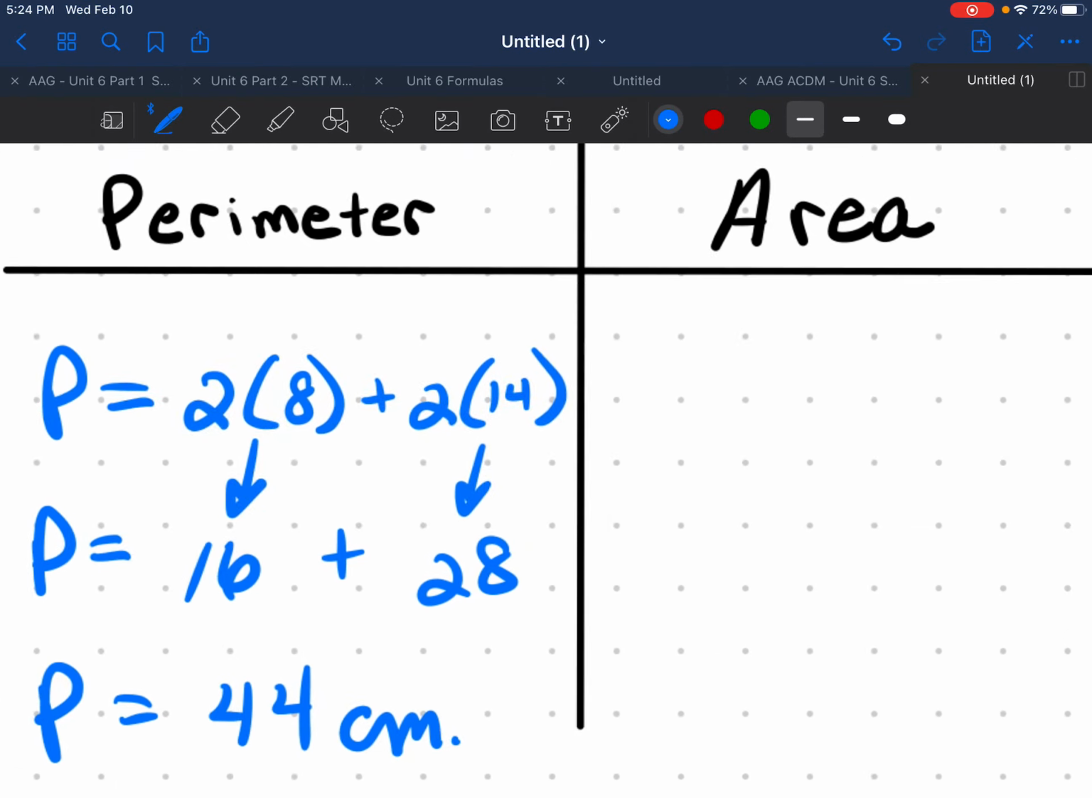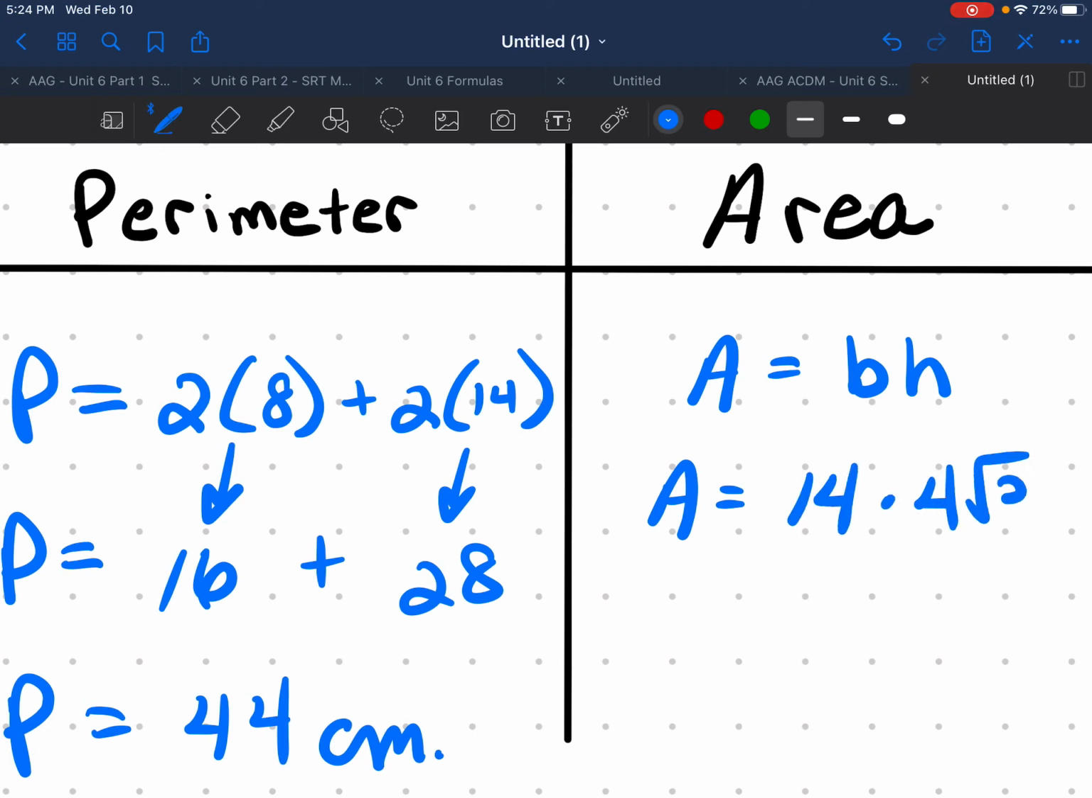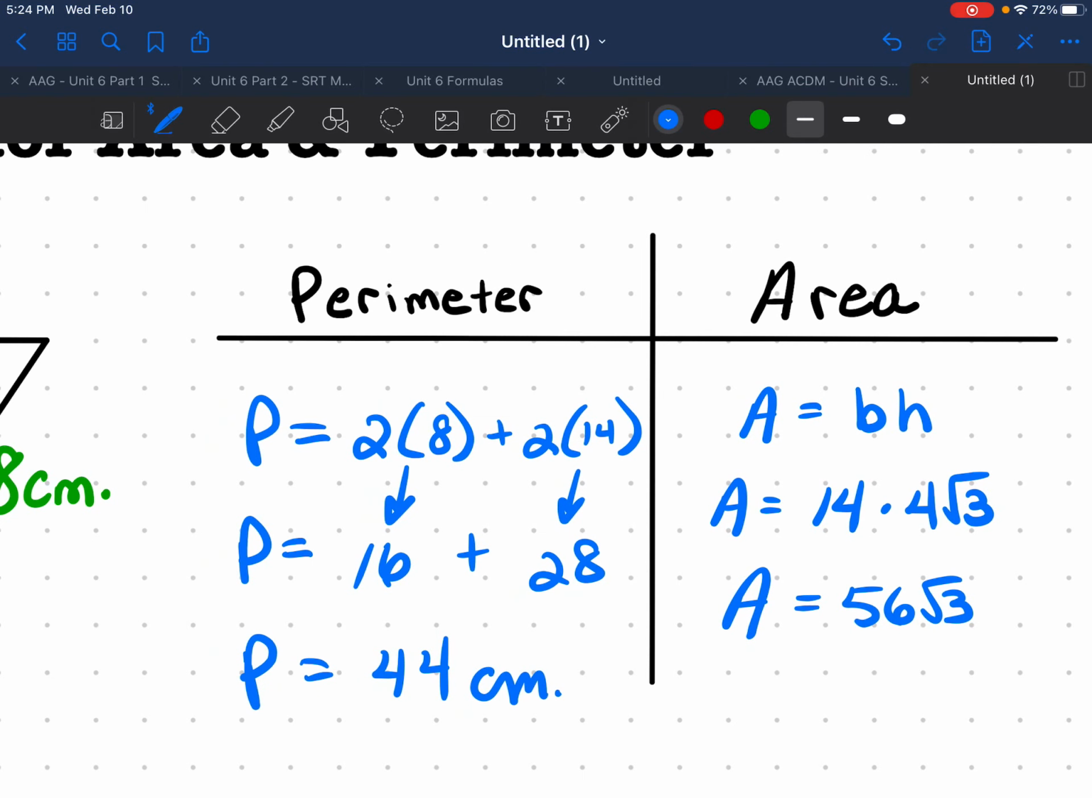And as usual, I'm going to keep saying it, I'm going to write a formula first. Now, base times height. The base for us was 14. The height we determined was 4 radical 3. And then we're going to multiply that out, and we get 4 times 14 radical 3 is 56 radical 3. Oh, we need a label. That's going to be centimeters squared.